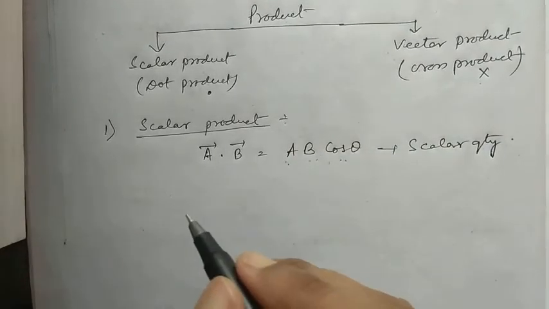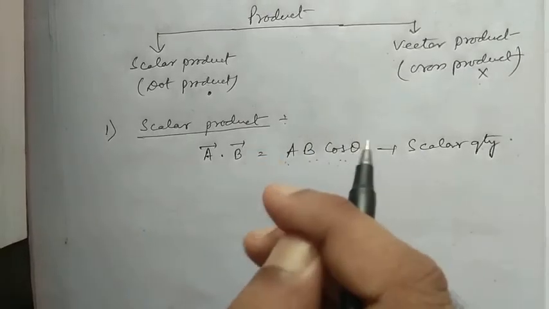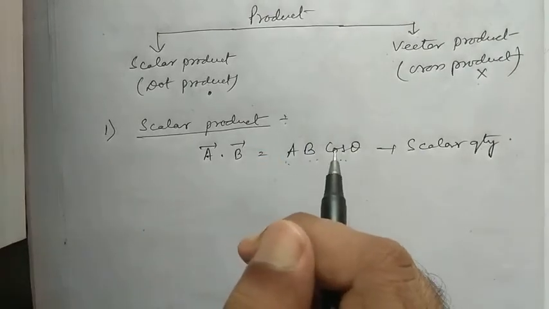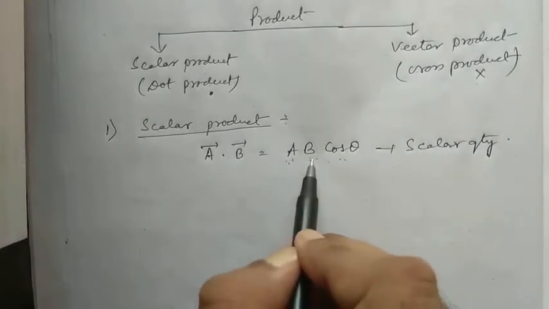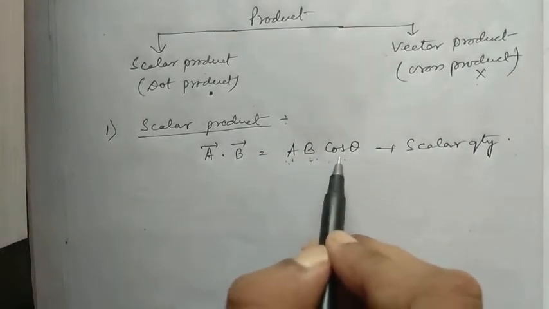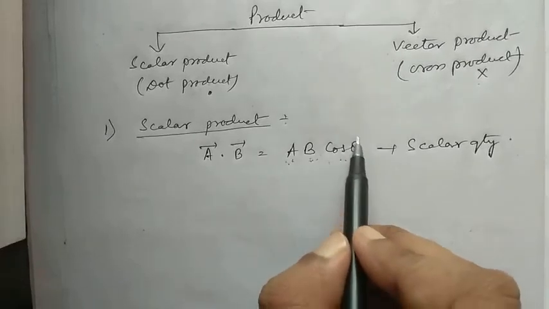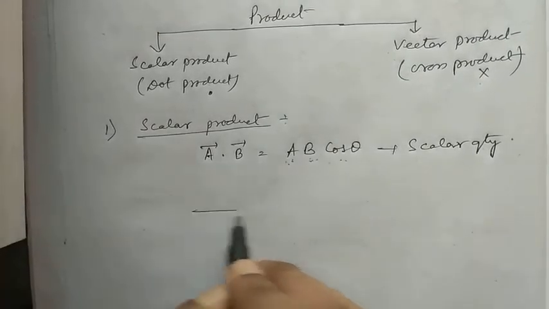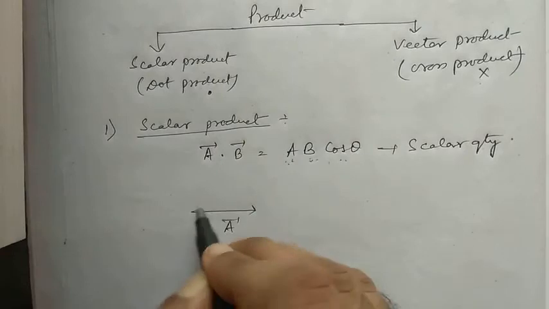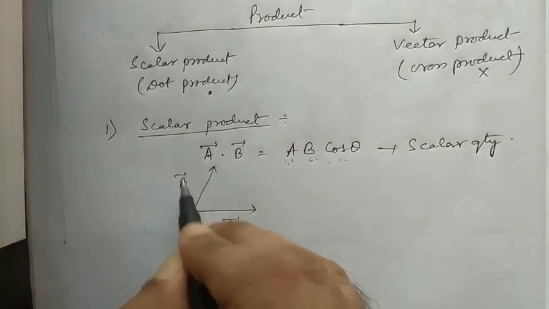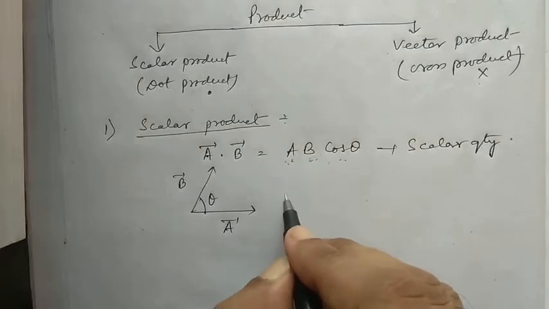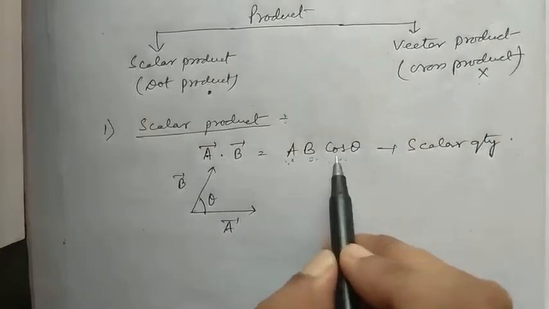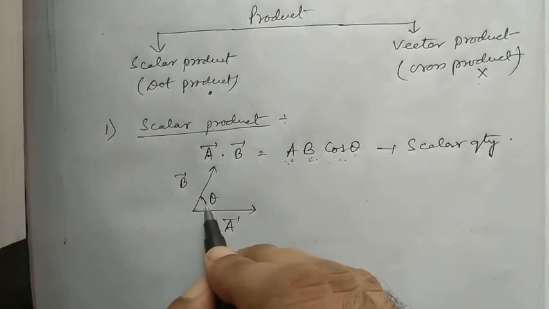By definition, the scalar product of two vectors A and B is defined as the product of their magnitudes and the cosine of the angle between them. Now what is theta? Suppose vector A is like this, vector B is like this. The angle between these two vectors is theta. So the dot product of the two vectors will be AB cos theta, cosine of this angle.